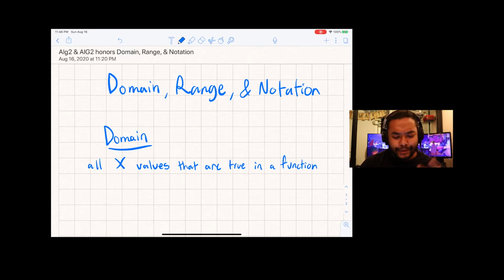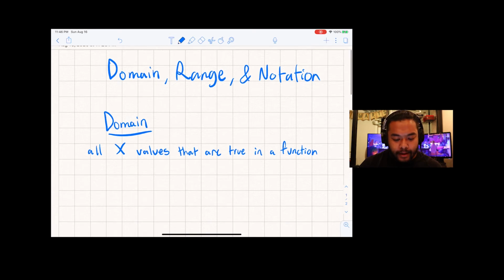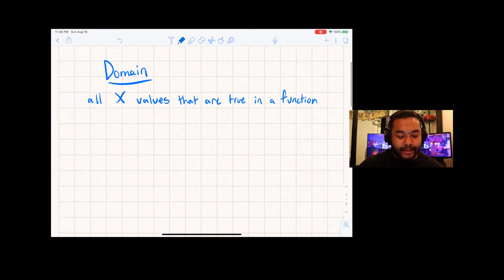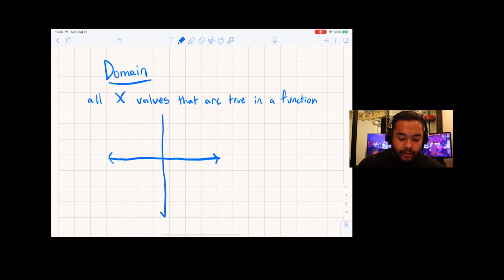Or maybe not even a function, just all x values that are true on a specific kind of graph that we're looking at. It may or may not be a function. So yeah, we're looking at the x values, so that means we're looking at all the possible values that could happen on the x-axis. So let's say I had a graph like this. Right? So this is our x-axis and this is our y-axis. Then that means if I have, let's say, some function I'm looking at. Doesn't matter what it is.